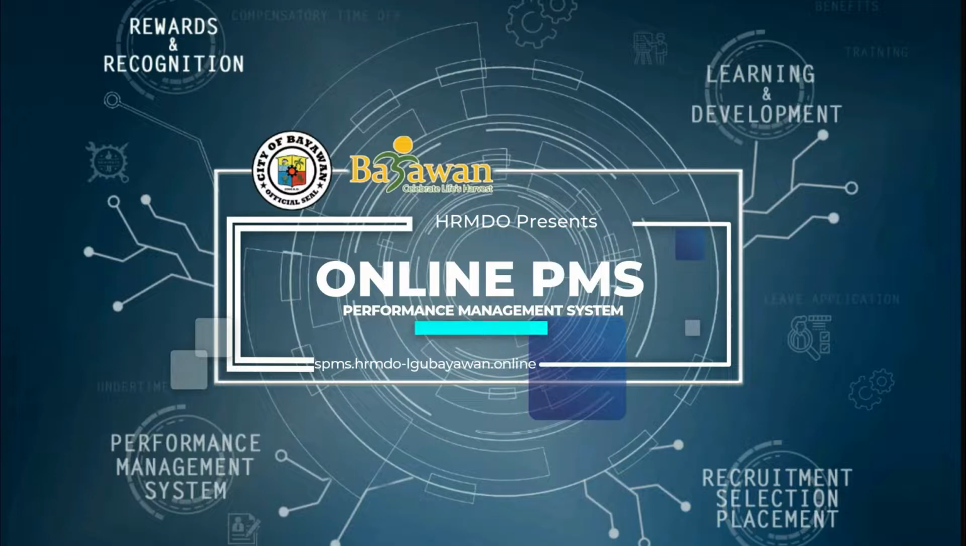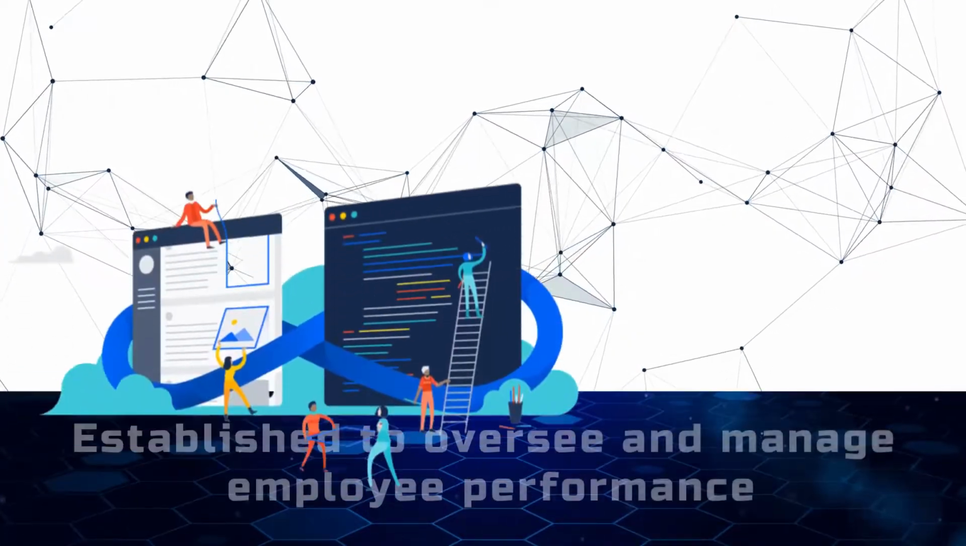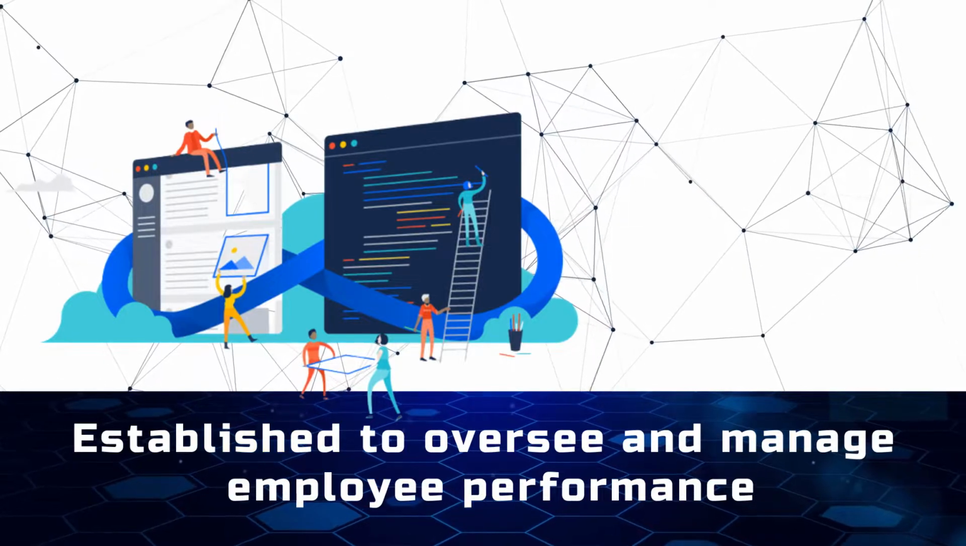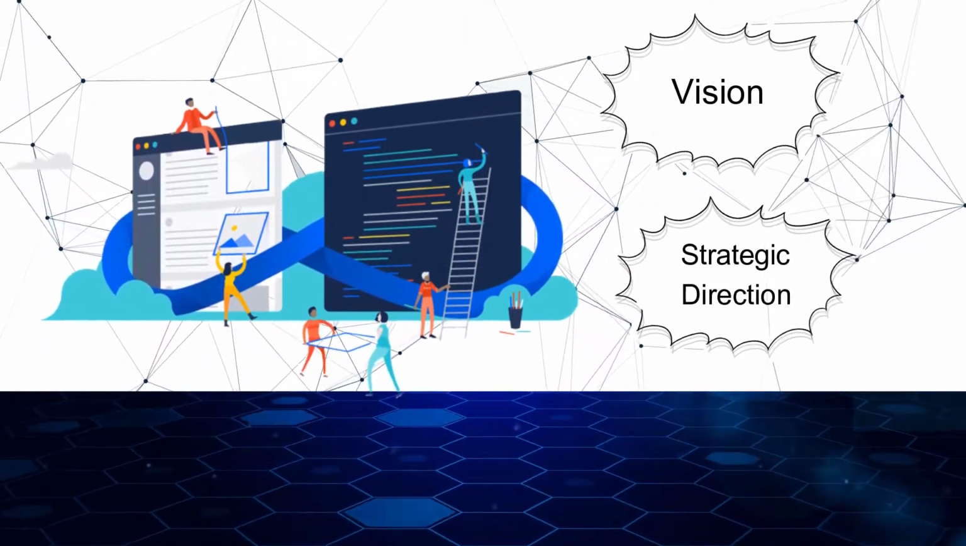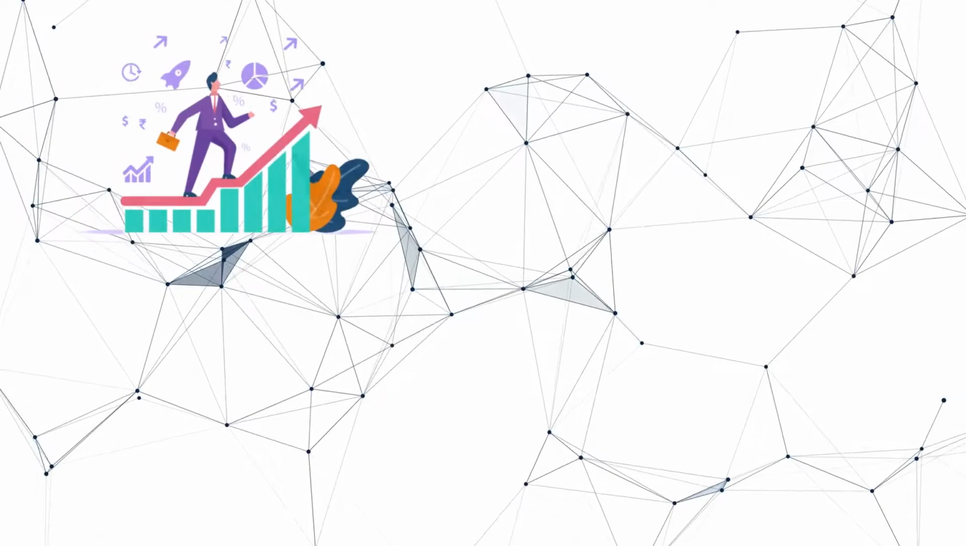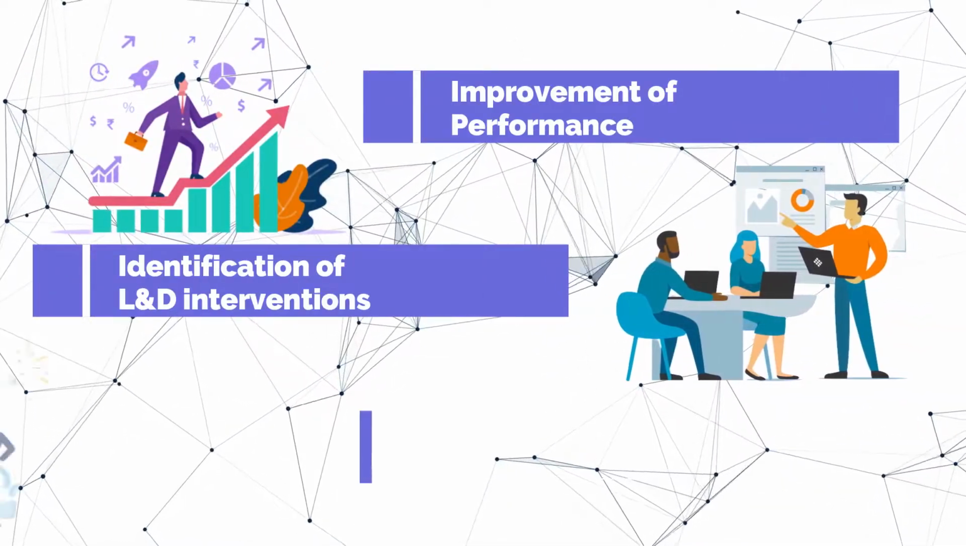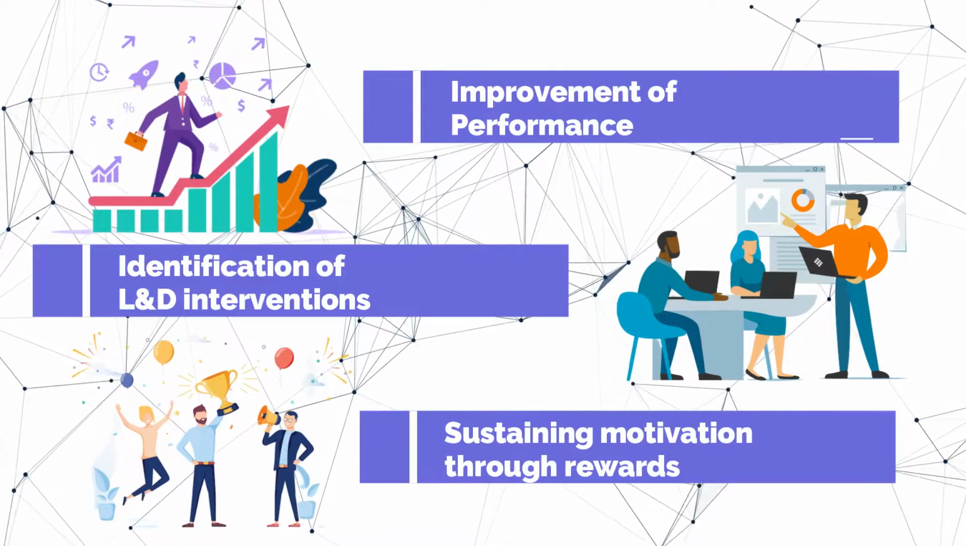Online Performance Management System. Established to oversee and manage employee performance, which directly contributes to the alignment of the agency's vision and strategic direction. All collected data will be vital for improvement of performance, identification of learning and development interventions, and sustaining motivation through rewards.